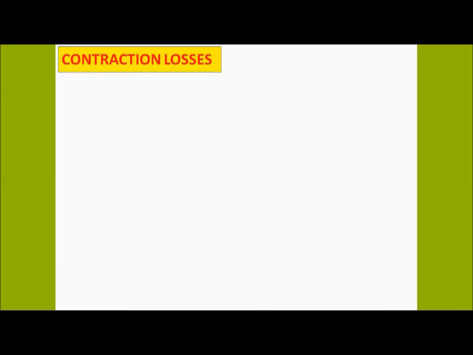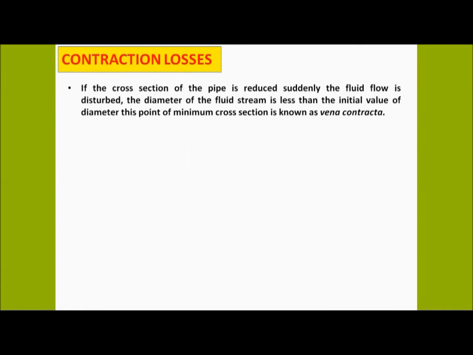Now the next thing is contraction losses. What are contraction losses? Suppose earlier the fluid is flowing through a bigger pipe, and now it has come to a smaller pipe, right? This is known as the contraction loss. If the cross section of the pipe is reduced suddenly, the fluid flow is disturbed, right? Now the diameter of the fluid stream is less than the initial diameter, and this point of minimum cross section is known as the vena contracta.